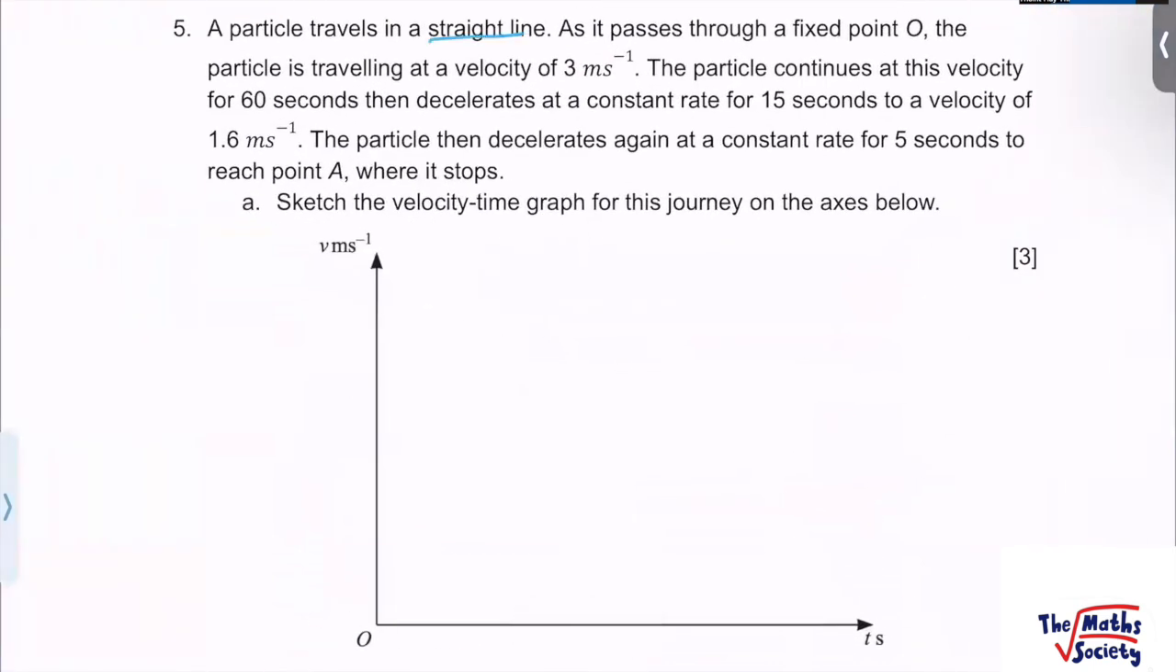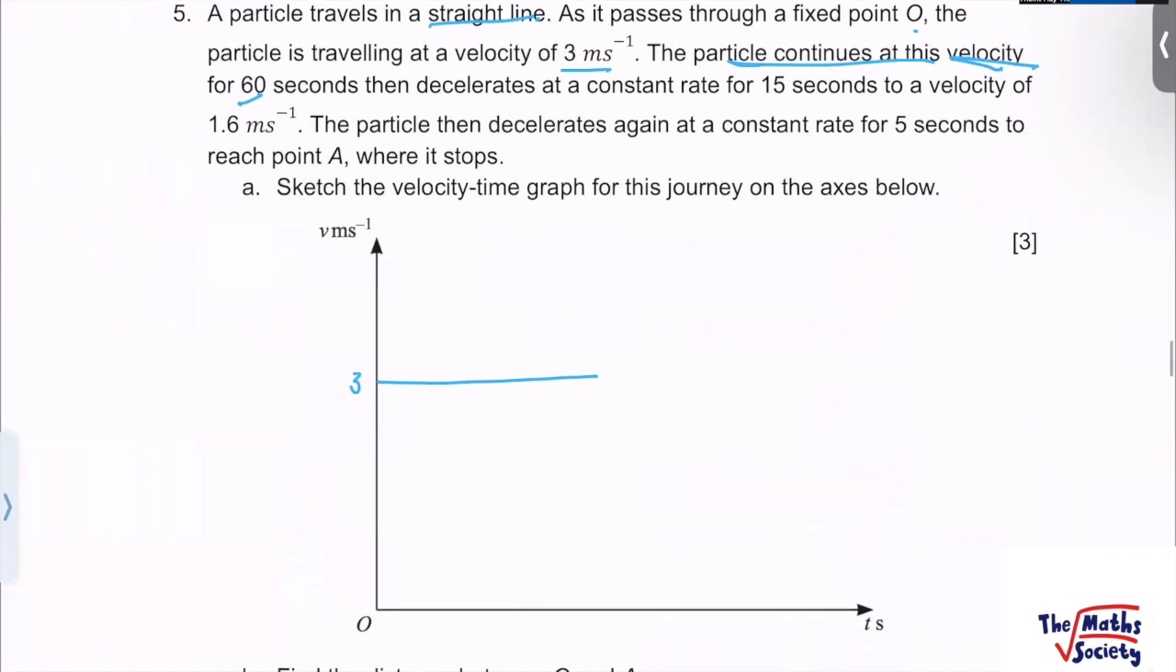So first, it's only in a straight line. It passes through a fixed point, particles with a velocity of 3 meters per second. So firstly, it is moving in a straight line. This is going to be a straight line at 3 meters per second. The particle continues at this velocity for 60 seconds and then decelerates at a constant rate for 15 seconds.